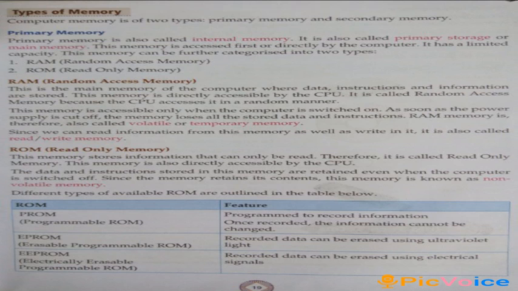Page number 19. Types of memory. Computer memory is of two types, primary memory and secondary memory. Primary memory. Primary memory is also called internal memory. It is also called primary storage or main memory. This memory is accessed first or directly by the computer. It has a limited capacity. This memory can be further categorized into two types: RAM, random access memory; ROM, read-only memory.